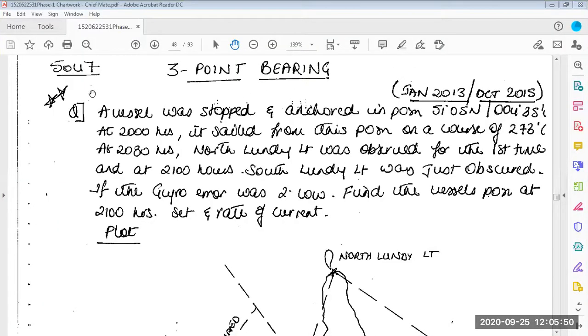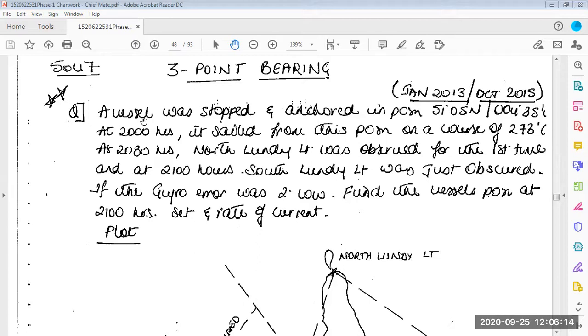So we start this question of 3-point bearing from chart 5047. It is from the January 2013 and October 2015 papers. The same question was asked. I remember doing this question during my time also. It's a double star, very important question. And the vessel was stopped.